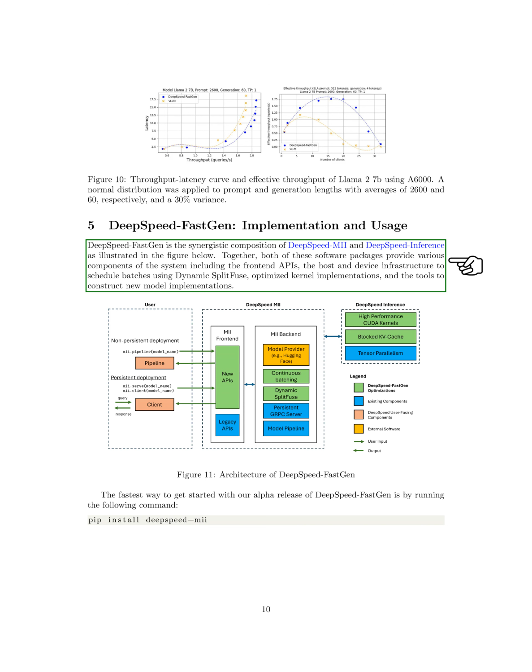DeepSpeed-FastGen is a combination of several software packages that provide various components of the system, including the front-end APIs, the host and device infrastructure to schedule batches using Dynamic SplitFuse, optimized kernel implementations, and the tools to construct new model implementations.